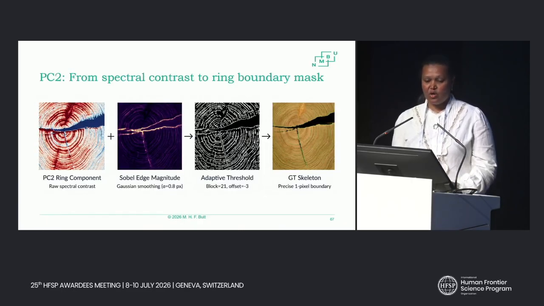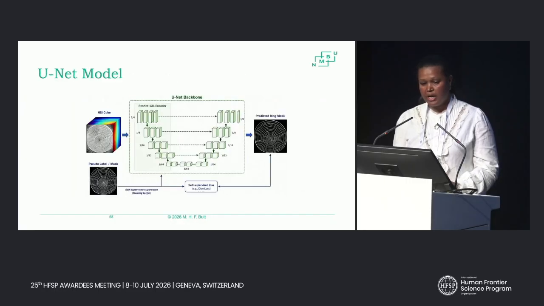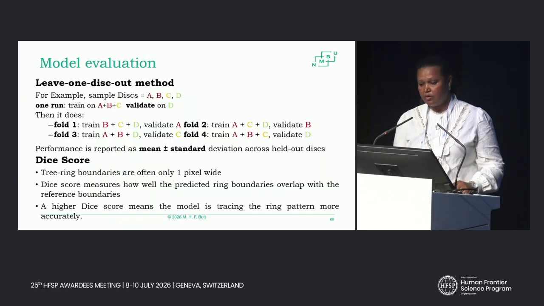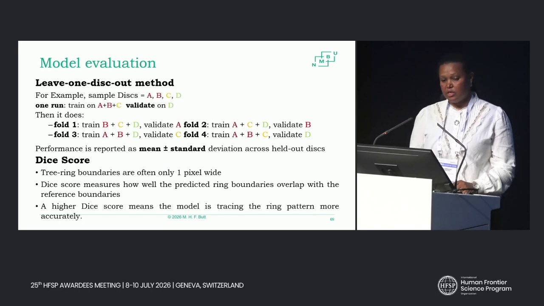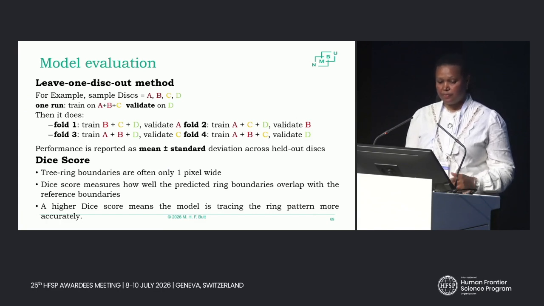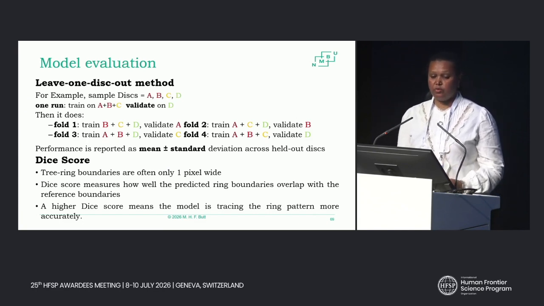Back to the pipeline. So yeah, we selected the PCA, which gives us the best contrast, and developed this dataset to train our model. And this is the AI model, a U-Net backbone or architecture. And we used two types of methods to validate or to evaluate our model.